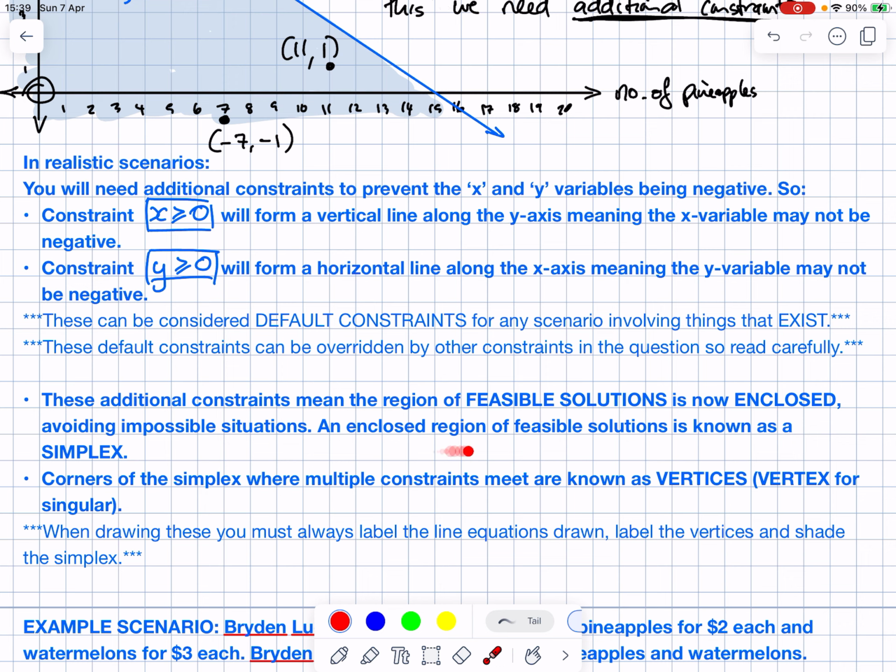So these additional constraints mean the region of feasible solutions will now be enclosed, avoiding impossible situations. An enclosed region of feasible solutions is known as a simplex, and the corners of the simplex where multiple constraints meet are known as vertices, vertex for singular. When you draw these in questions that involve drawing a simplex, you must always label the line equations drawn, label the vertices and shade the simplex.